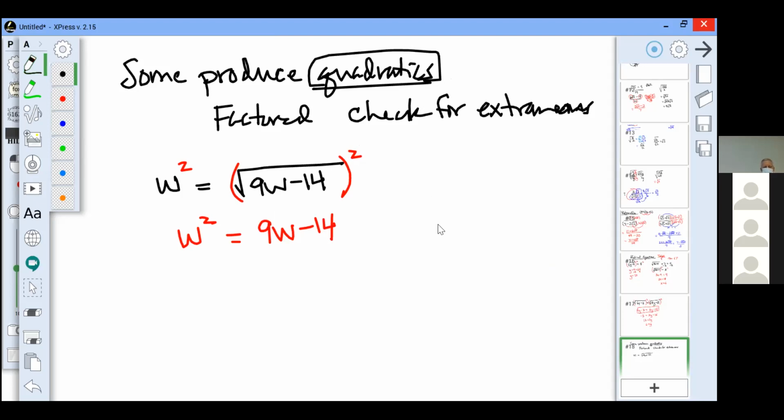Quadratics have to be put into standard form set equal to 0. Keep the coefficient positive in front of your quadratic term. Subtracting w squared would not be a good thing. Bringing this over here is a good thing.